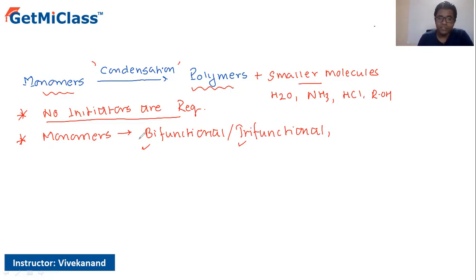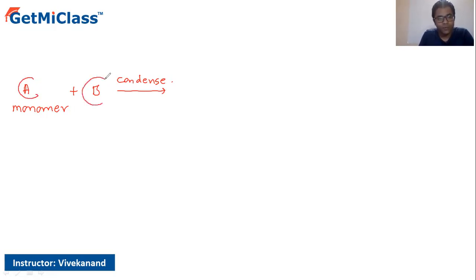Now, this entire mechanism can be explained in two different ways. The first way is to consider that we have a monomer A, which is going to react with another monomer, B. This reaction is again a condensation polymerization. Monomer A is going to condense with monomer B, and when it condenses, we first get a dimer.